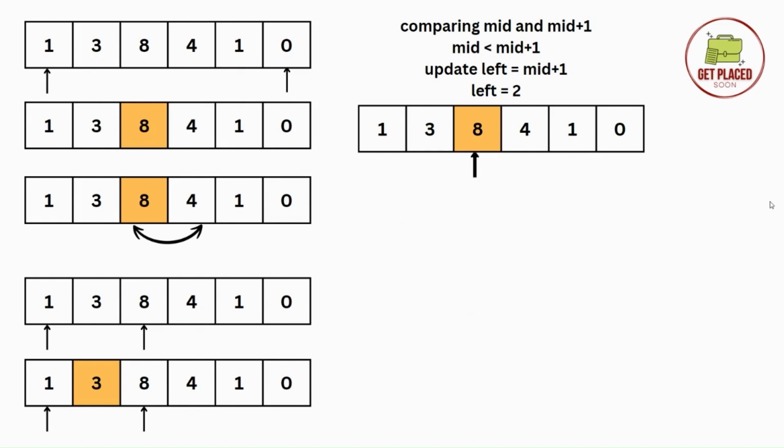Right pointer is at index 2, and the left pointer will also reach index 2. There we can say that we can stop the iteration. Now index 2 is the peak element and we can return 2 as the peak element.